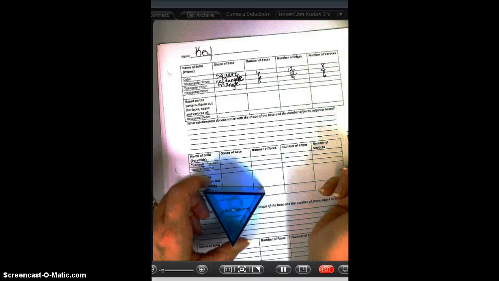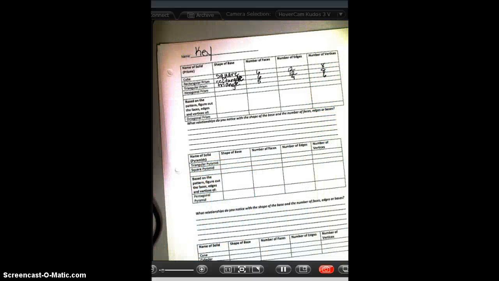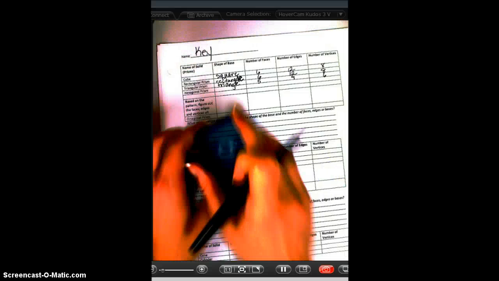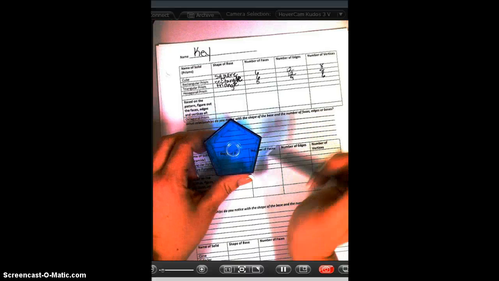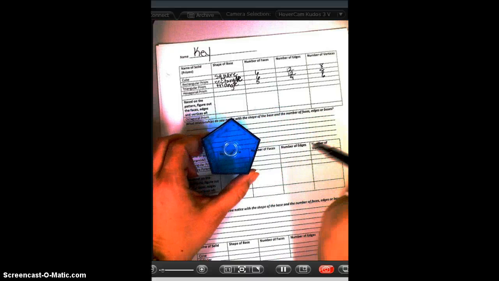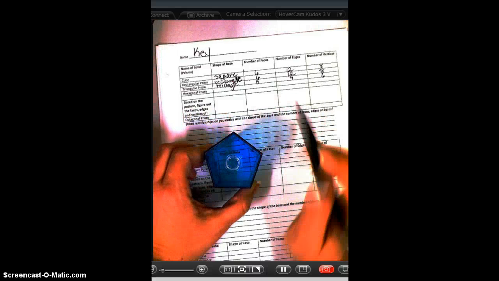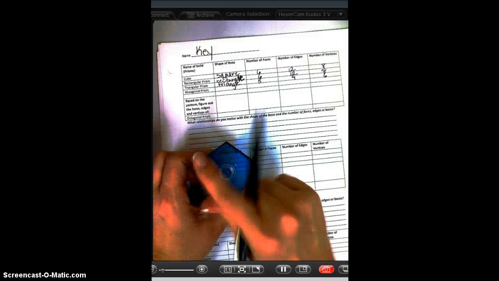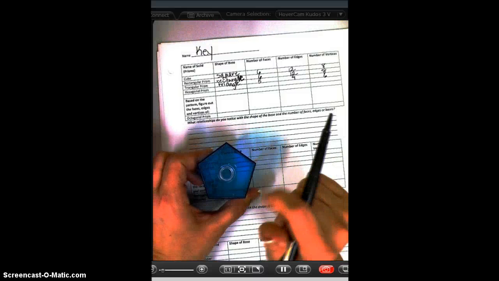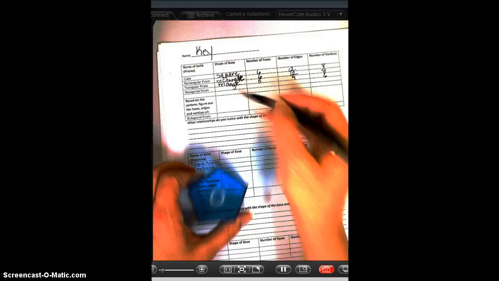A hexagonal prism. Now, I don't have a hexagonal prism. I have, no, I lost it, a pentagonal prism. So we're going to have to pretend that there's one more side on this as we're thinking about it. We know that its sides are going to be rectangles. We know that the shape of the base should be a hexagon, so we can count our sides. Shape of the base, hexagon.